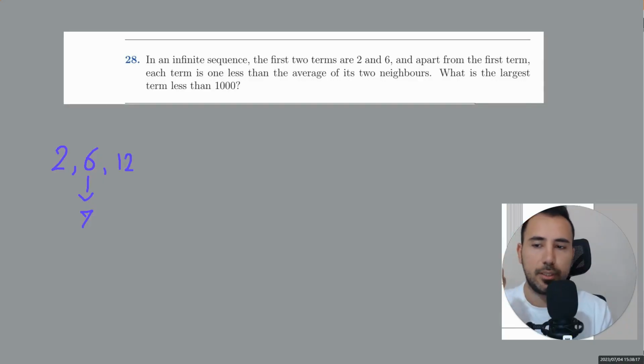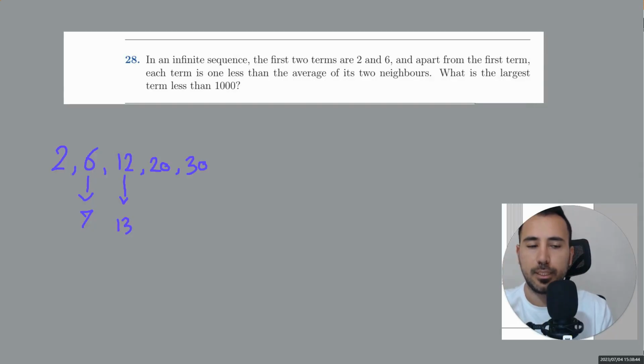Now you could just find the average. 12 plus 2 is 14, divided by 2 is 7. So the same thing. The average of these two numbers is supposed to be 13. 13 times 2, 26. Minus 6, 20. Okay, let's see. 20 plus 1, 21. Times 2, 42. Minus 12, 30.